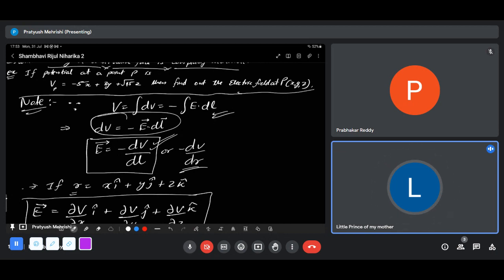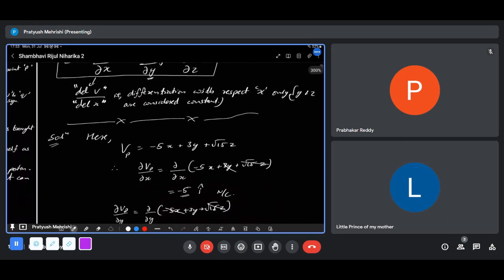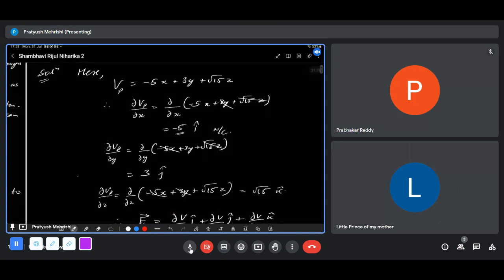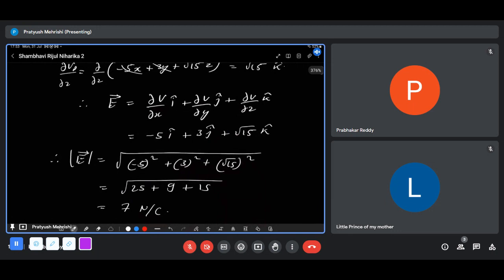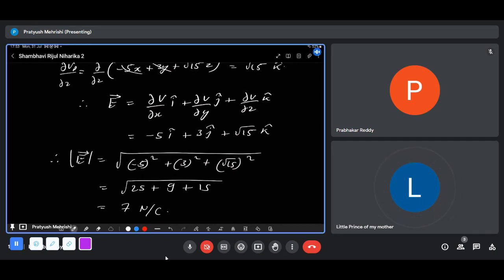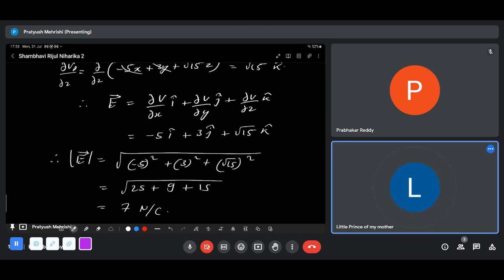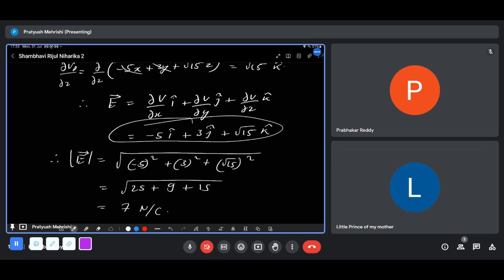Yes, Ex is 5, Ey is minus 3, Ez is minus 15. So the answer will be 7 Newton per coulomb. Resultant, I also got 7. Yes, you are also getting 7: minus 5 i cap plus 3 j cap plus 15 k cap. That's it. This should be the answer. Yes, sir, I also got the same answer. Good then.